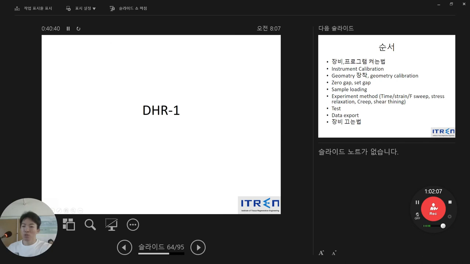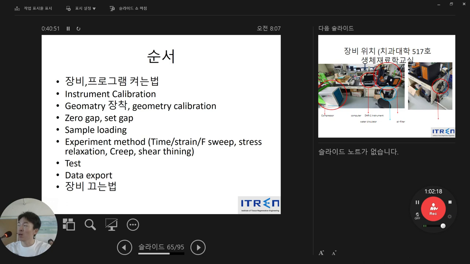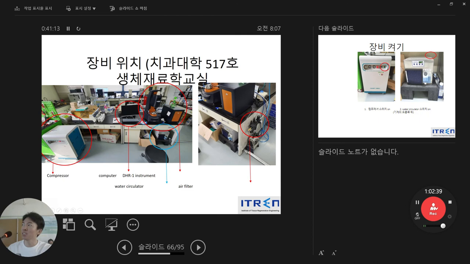So for that, we have this DHR1 machine in our dental biomaterial lab. We already made a protocol for how to turn this machine on and off, geometry and calibration, sample loading, and experiments. We already saved time, strain, frequency sweep, relaxation, creep, and shear thinning. You just use it, that's all. We already set it up, and you can change it a little bit. When you enter room 516 in the dental building, this is the machine.